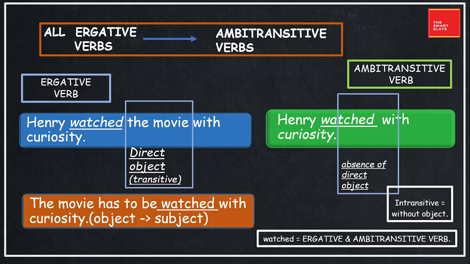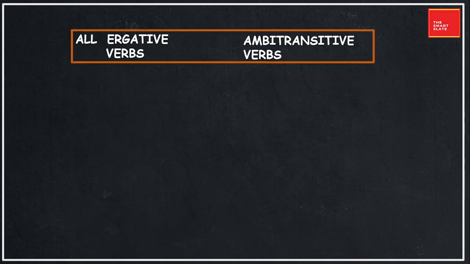Like, the movie has to be watched with curiosity. If you change the voice in the sentence, object and subject can be changed. That means you can replace the object, shuffle the positions and make the sentence again, just like we do with ergative verbs. So it is an ergative verb, and all ergative verbs are ambitransitive verbs.